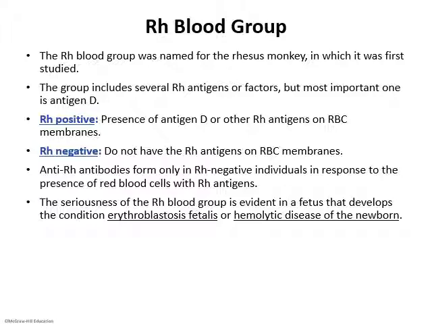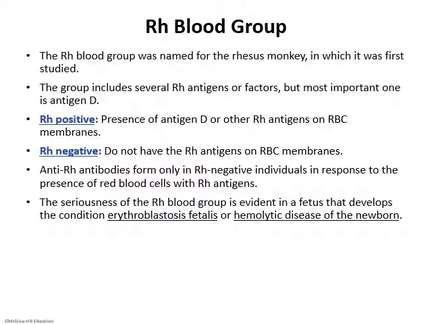So if you're type A positive blood, it means you have the A antigen on your red blood cell and the Rh antigen on your red blood cell. If you're A negative, you would have the A antigen on your red blood cell, but no Rh antigen on your red blood cell. Okay.